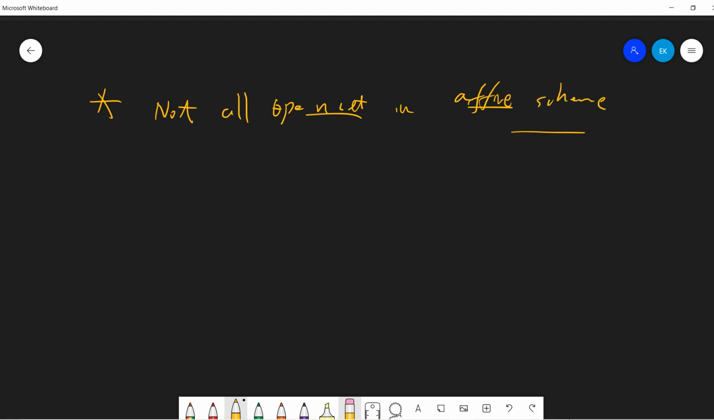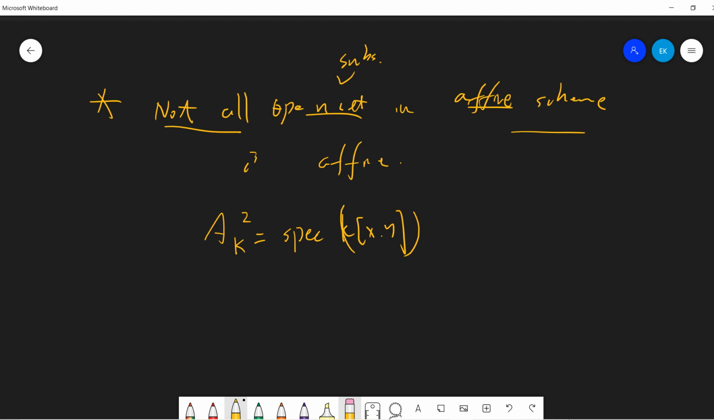Okay, so there is a subtlety here, a small remark. Not all open subsets of an affine scheme are affine. So what am I saying? If somebody gives you an affine scheme and you take an open set of it, it's not necessarily affine. The small example is that you take a field K, and then you can look at Spec K[x,y]. So this is the affine plane.